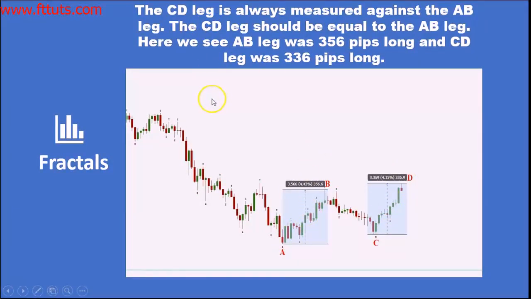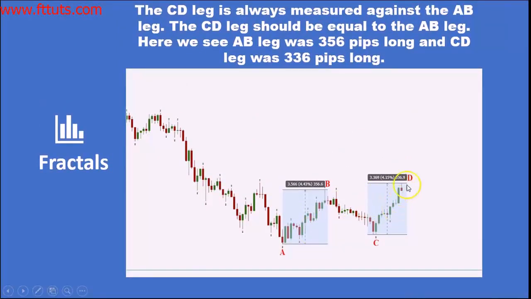The CD leg is always measured against the AB leg. So the CD leg should be equal to the AB leg. And here we see the AB leg was 356 pips long, while the CD leg was 336 pips long. Just like 20 pips shorter. All right, but basically it helps you to understand where that market is going.